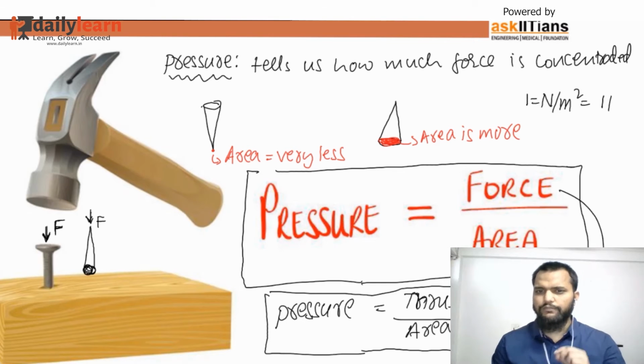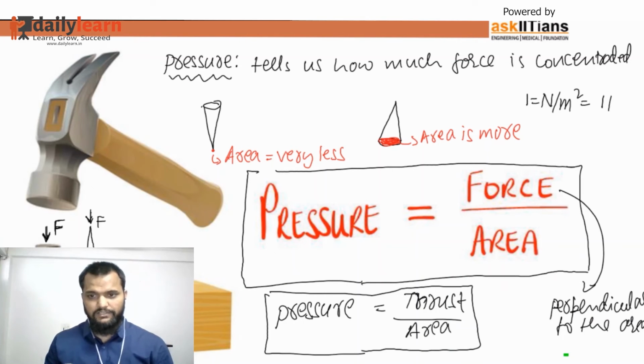But if you turn it upside down, the flat portion has a significant area, right? So if the area increases, keeping the force same, the area increases, the pressure decreases. As you can see, pressure is inversely proportional to area. More is the area, less is the pressure. And less is the area, more is the pressure, right?